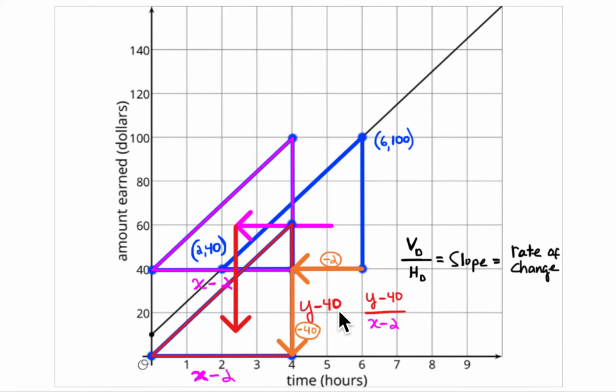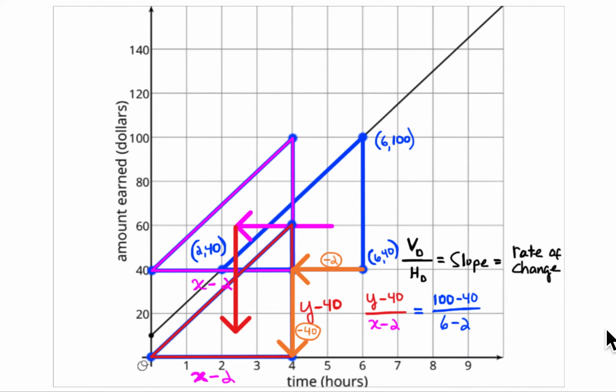So the relationship of the number of units in the vertical direction is y minus 40 compared to x minus 2. So y minus 40, that's this length right here. It's the red one. It's kind of buried in there. Y minus 40 compared to this x minus 2. That's going to equal the slope. The slope is the number of units in the vertical direction compared to the number of units in the horizontal direction, which is the same as the rate of change. Well, we already know what that number is. We already figured that out. We actually got that from the description.